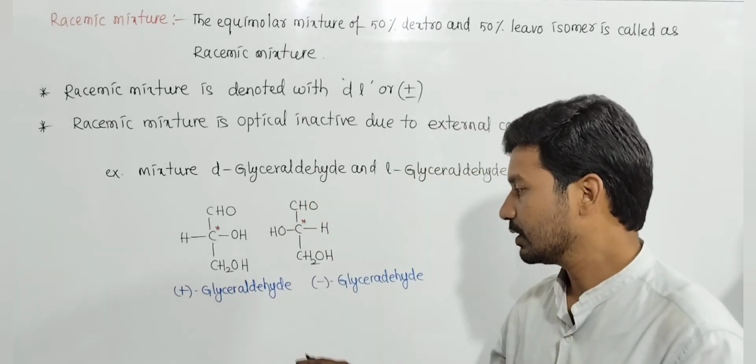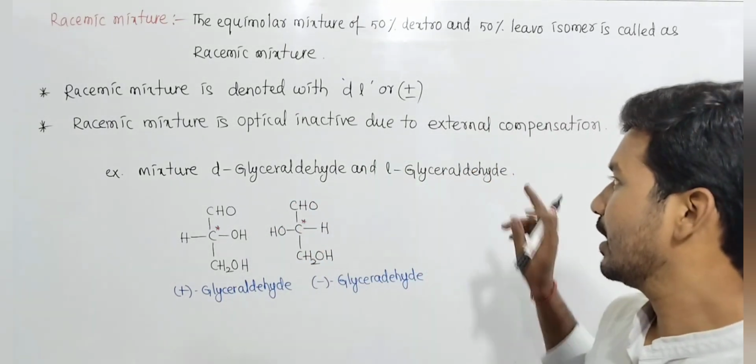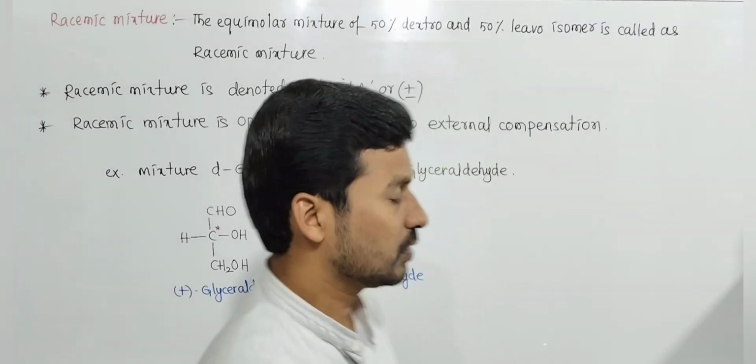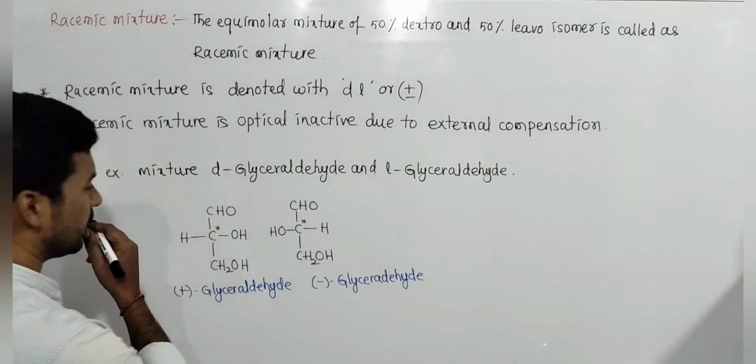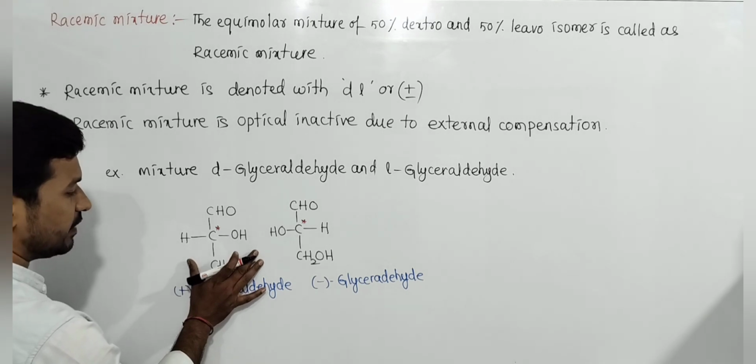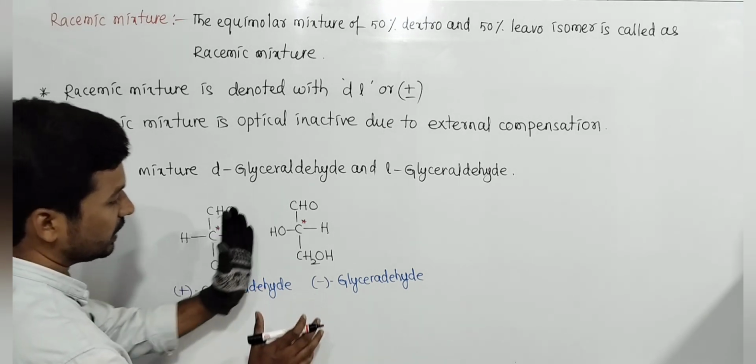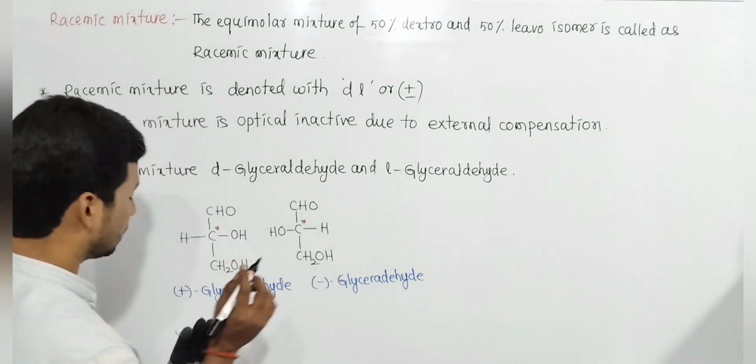So for example, the mixture of D-glyceraldehyde and L-glyceraldehyde. D-glyceraldehyde is optically active individually. L-glyceraldehyde is also optically active individually.